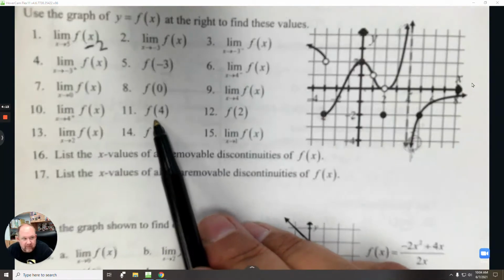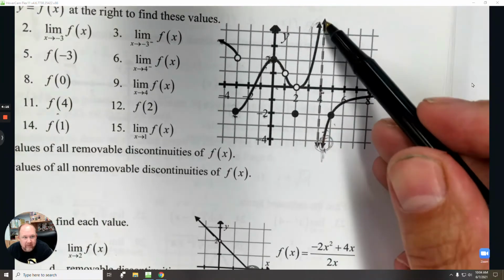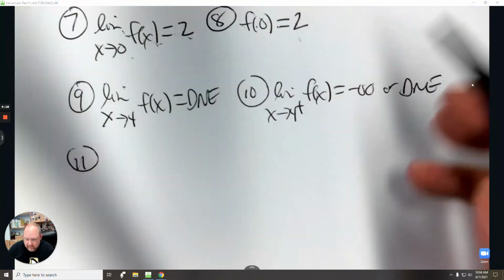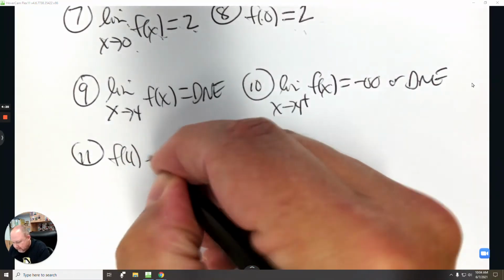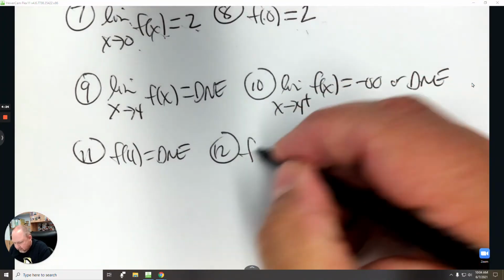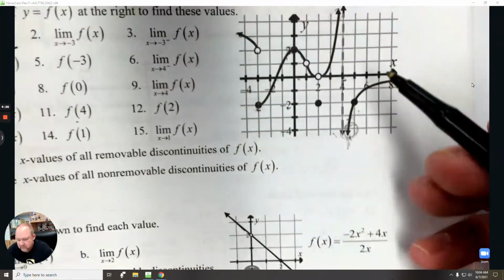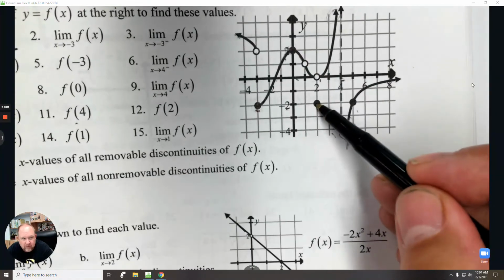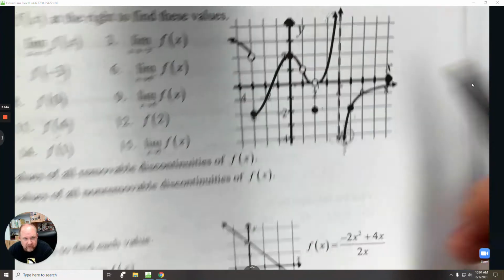What's the function value at 4? Well, at 4 we have an asymptote, so there is no function value. So f at 4 is undefined. Number 12, what's the function value at 2? So look at 2, not the whole, but the point. So the answer is -2.